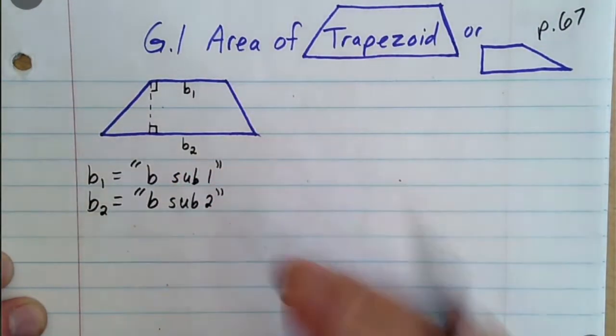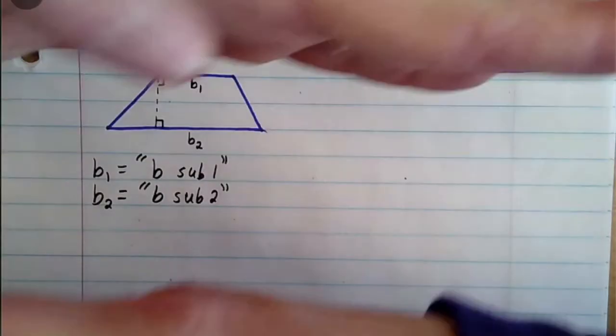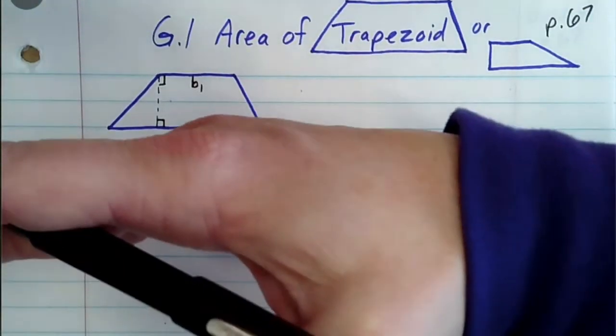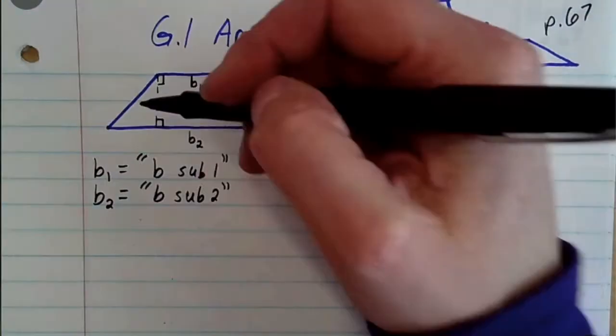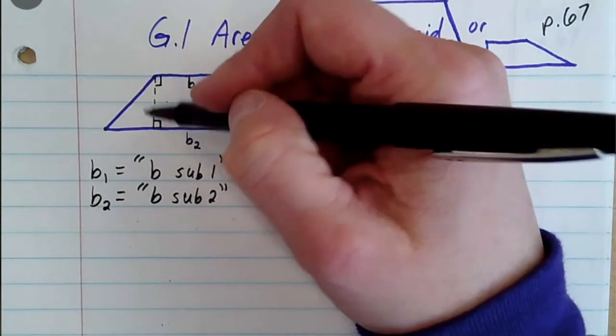So you have two bases. They are the ones that are parallel to each other. So you can make your lines almost look like an equal sign. You got both your lines. They're the ones that are parallel to each other. Your height is the one that makes a right angle. It makes a right angle with both bases. However, they might only show it with one of them.